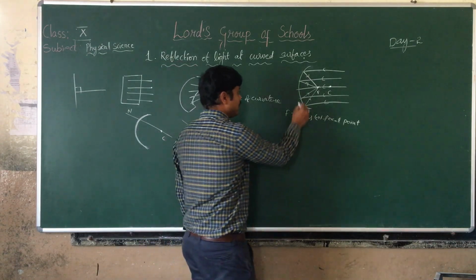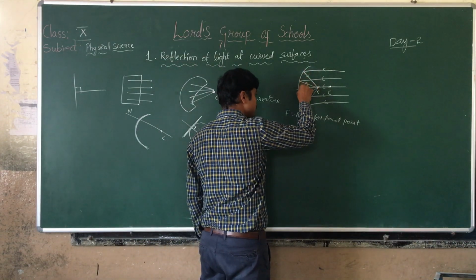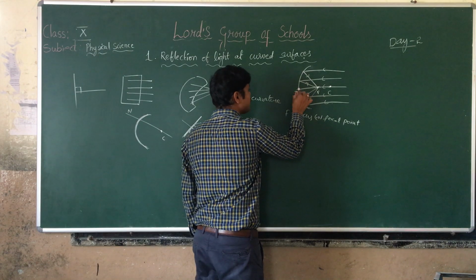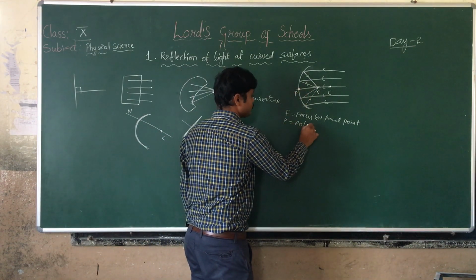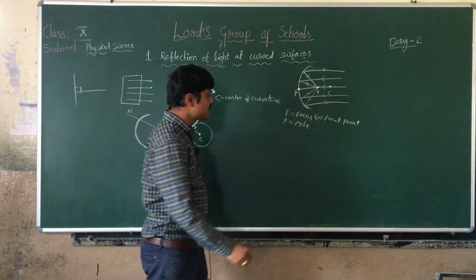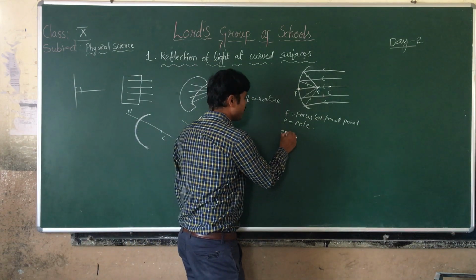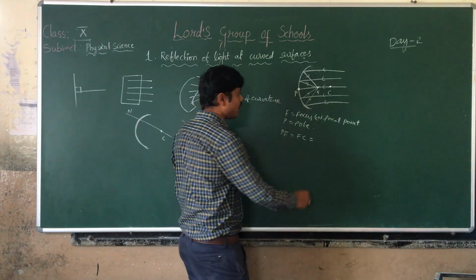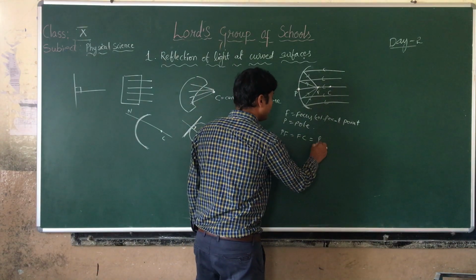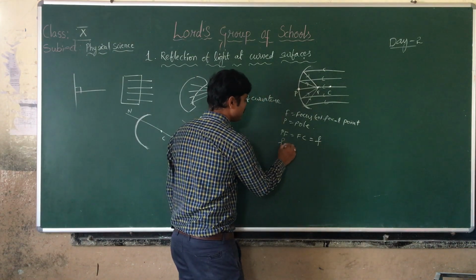And let us assume this is a curved surface. The midpoint of the curved surface is the pole P. So what is P here? Pole. And always the distance from P to F is called the focal length f. What is small f here? Focal length.